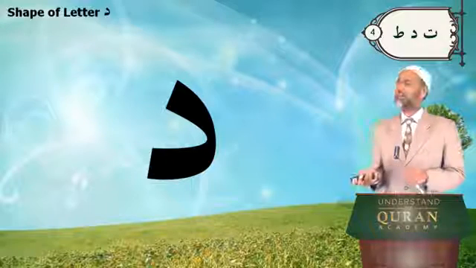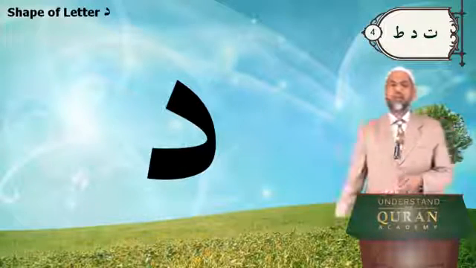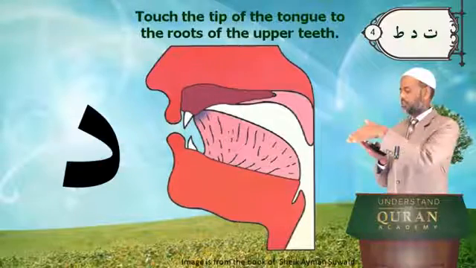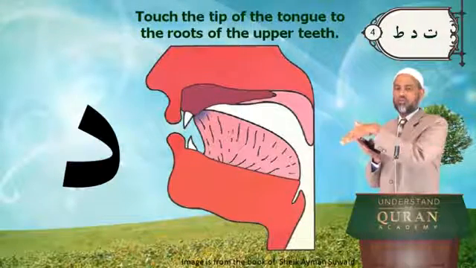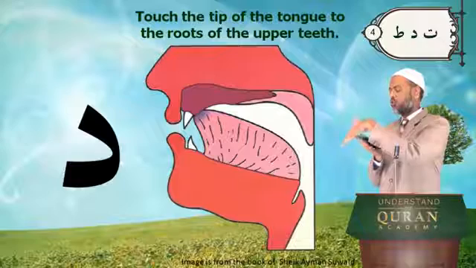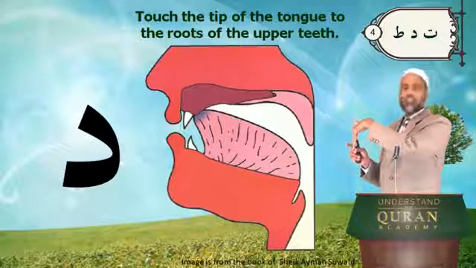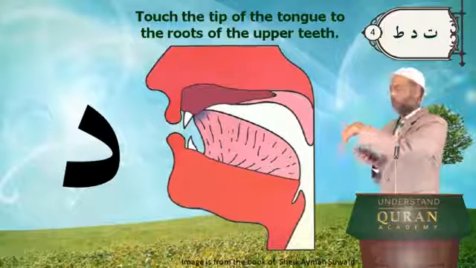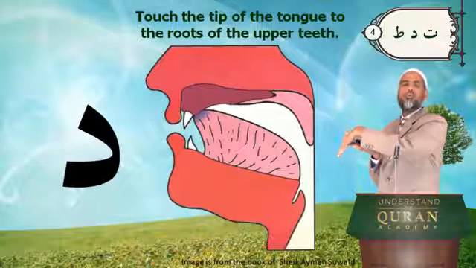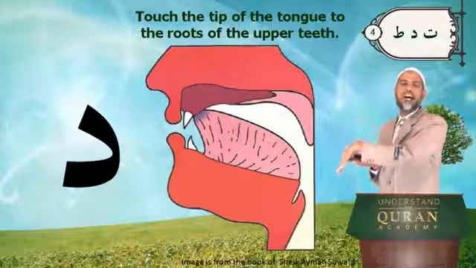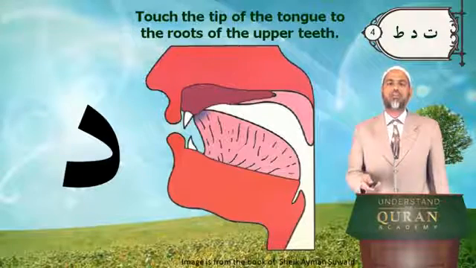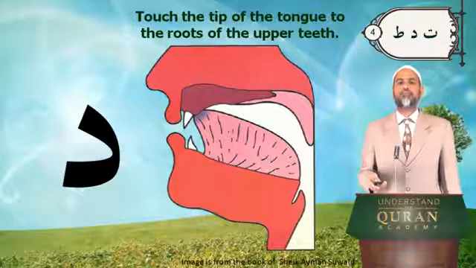So here is letter dal. How do you say it? The same way like you say ta, but here you have a little bit of force. So touch the tip of the tongue to the roots. If these fingers are representing the teeth, then I touch it to the roots of the upper teeth and say da, da. The sound of dal is like da or ad.